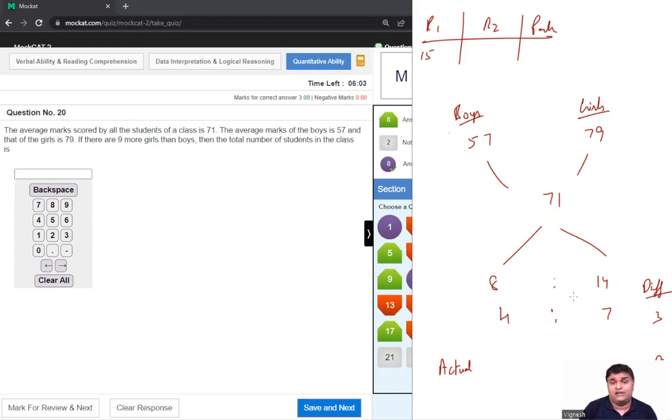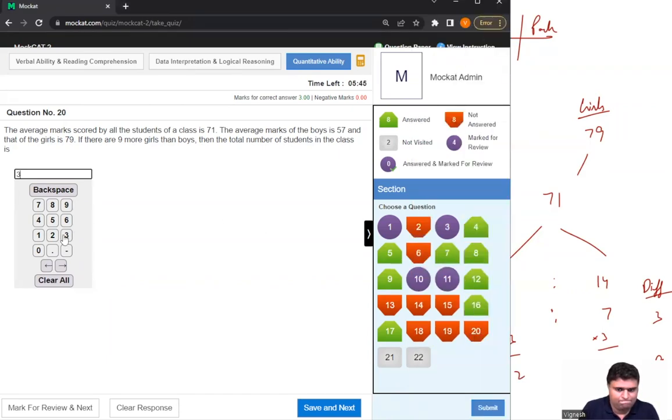Total number of students in the class is how much? We have to multiply everything by 3. 4 plus 7 is 11, and 11 into 3 is 33. Or 12 plus 21 is also 33. Fine with this?